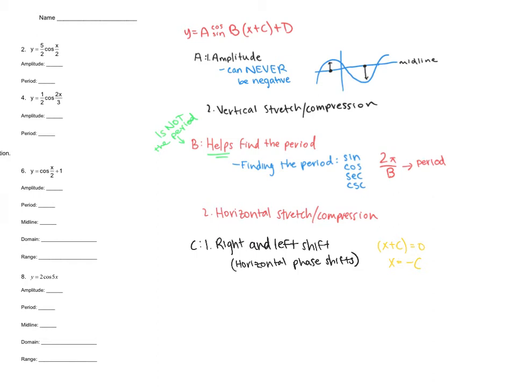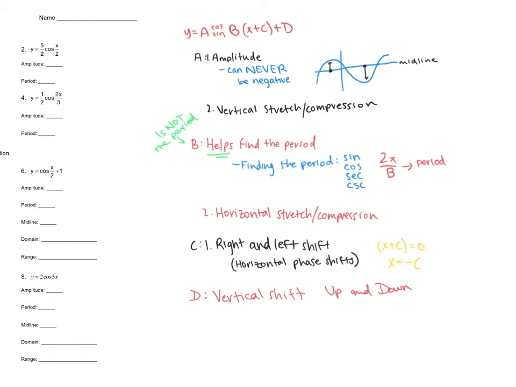So now let's look at our final value, our d value. Our d value is just as easy as the c value. It determines vertical shift, so that would be up and down. Remember, when the d value is outside of those parentheses, it's direct. There's no tricky stuff like the c value, where you have to make it a negative. If it's a negative, it's down. If it's a positive, it's up. So that's all you need to know.